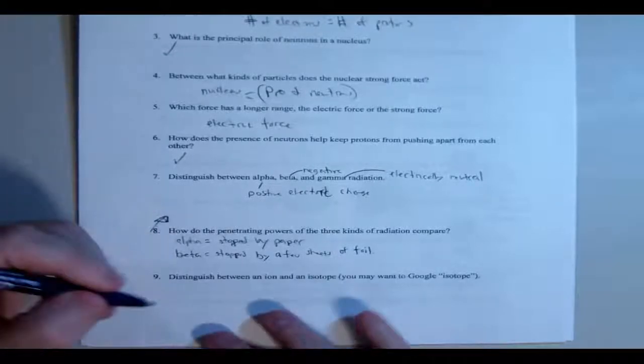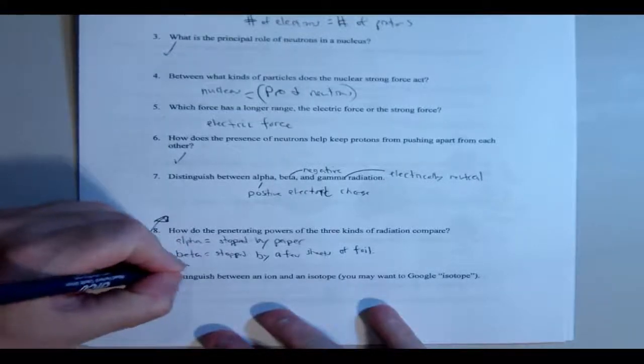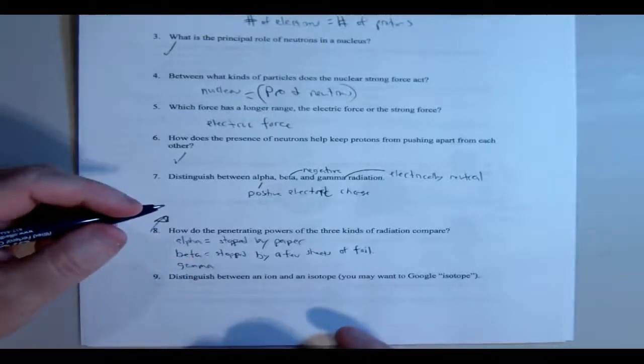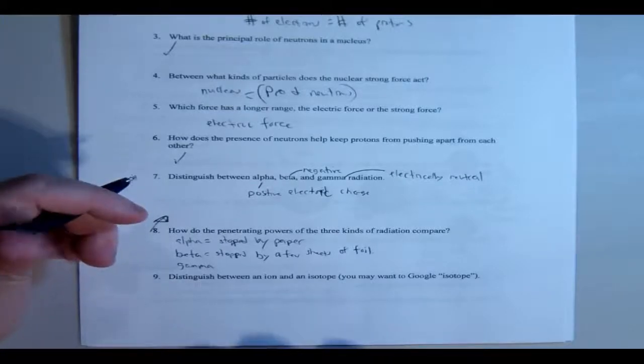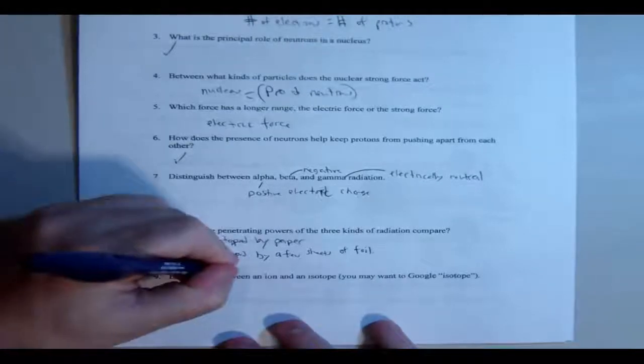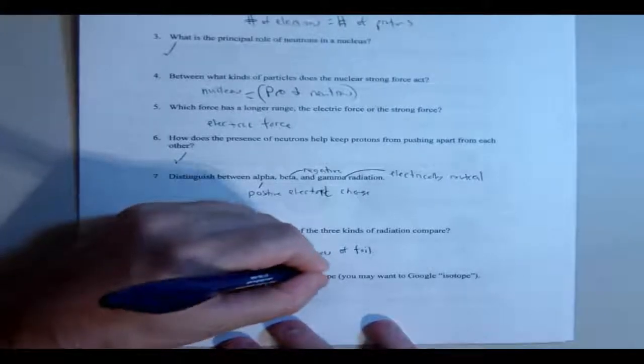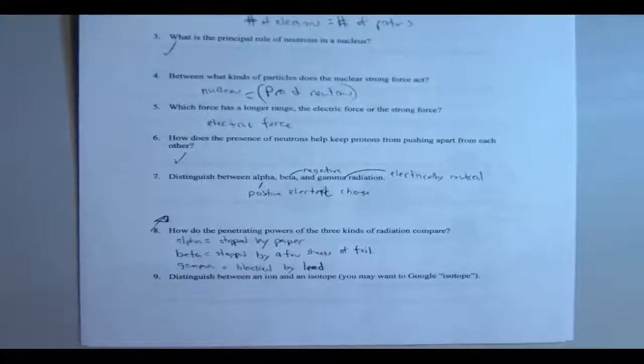So what's the last one? Gamma. Gamma is very difficult to stop. And like we just talked about, it's blocked by lead or very heavy shielding, right? Blocked by lead. Lead is very dense. Your pencil is not made of lead. Your pencil is made of graphite, I believe. So keep that in mind. Don't hide behind a pencil if there's a nuclear bomb.